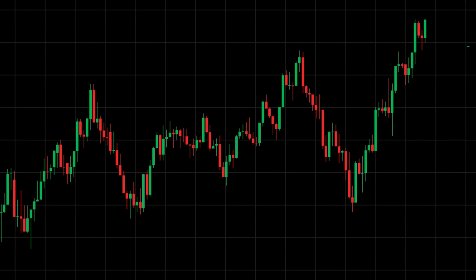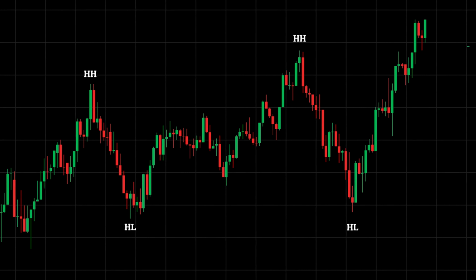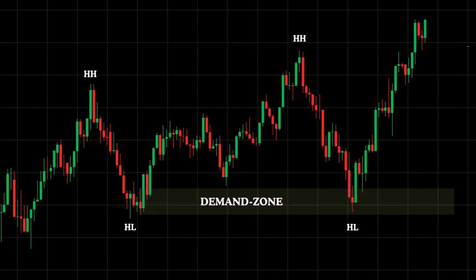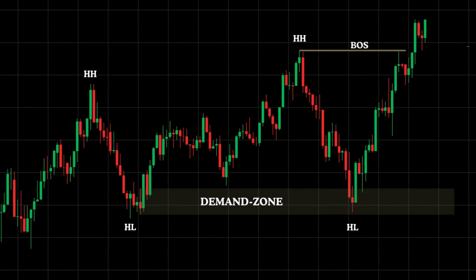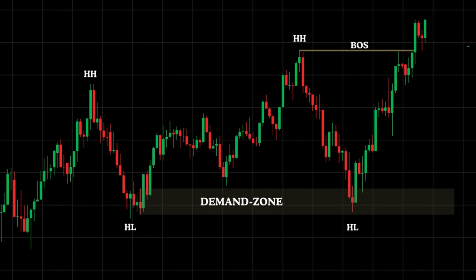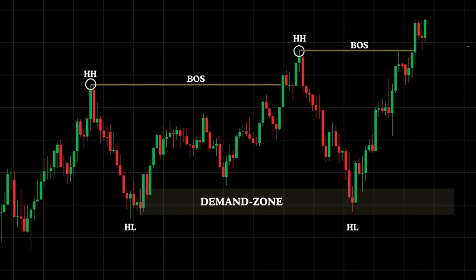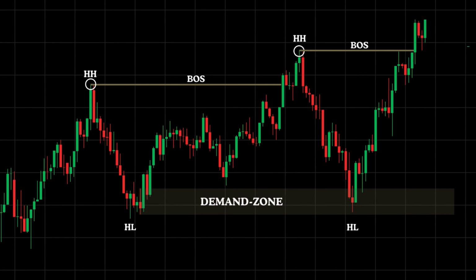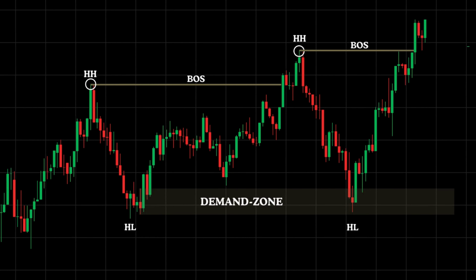Imagine the market is in an uptrend. Price is forming higher highs and higher lows. Then, price pulls back slightly and pushes higher again, breaking the previous high. That's a break of structure. It signals that the uptrend remains strong. You can draw a line across the last high to mark it. Once price breaks and closes above that line, that's your confirmation, the market is still bullish.